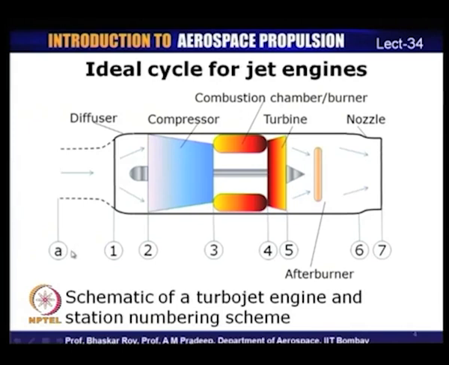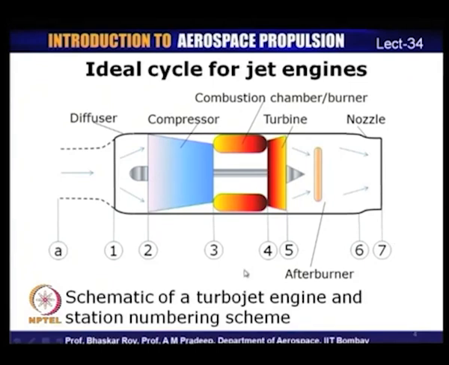For cycle analysis, we have designated different numbers for each of these components. The subscript a would denote properties in the free stream, that is away from the engine influence. These are the other subscripts: subscript 2 is used for the compressor inlet or diffuser exit, 3 for compressor exit or combustion chamber inlet, 4 for combustion chamber outlet or turbine inlet, 5 for the turbine exit, 6 for nozzle entry, and 7 for the nozzle exit.